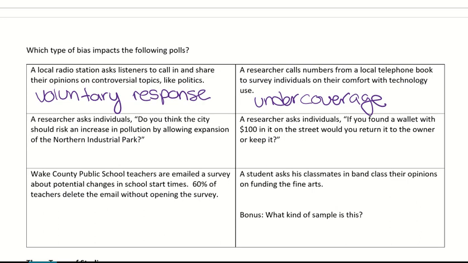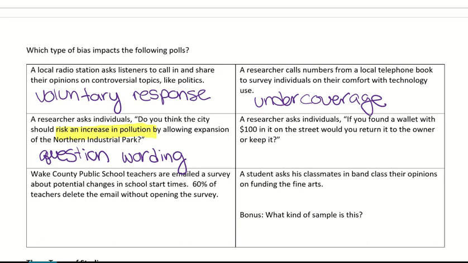All right, next one. A researcher asks individuals, do you think the city should risk an increase in pollution by allowing expansion of the Northern Industrial Park? This is an example of question wording bias. And your clue here is "risk an increase in pollution." Nobody wants to risk an increase in pollution, and so the question leads them to a certain answer. Instead, you could just say, do you think the city should allow the expansion of the Northern Industrial Park? And that way people aren't led one way or the other by the question.